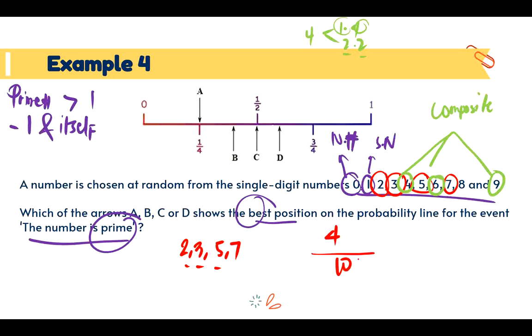Kung nahihirapan kayong tingnan yung 4 over 10, you can convert this into a decimal, which is equal to 0.4. Alam natin na si 0.4 ay malapit kay 0.5. Kung titingnan natin itong probability line na to, alam natin na ang the best answer is letter B. Kasi siya yung pinakamalapit kay 1/2. Ito si 0.5. Okay, so the best answer is letter B.